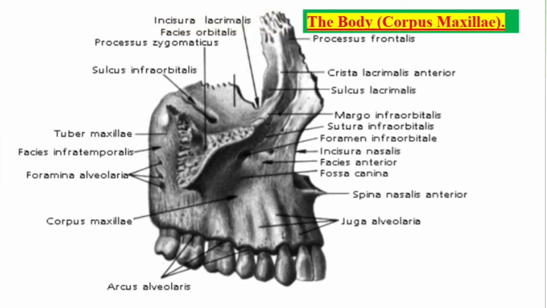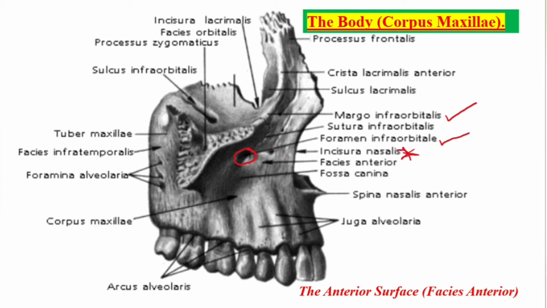Right, okay. So firstly here we can see the anterior surface. This is the anterior surface, right? What can you see there? Firstly, you can see the infraorbital margin, margo infraorbitalis. You can also see the infraorbital foramen, which is below the orbit, below this margin, foramen infraorbitale.